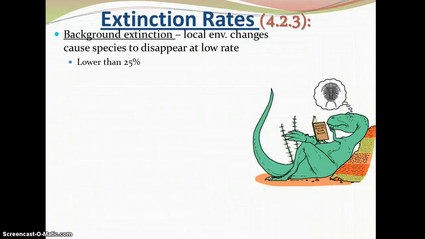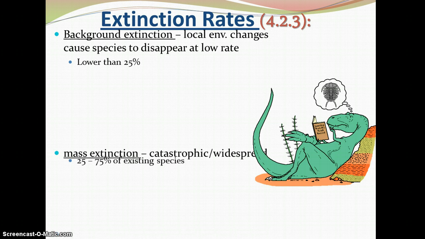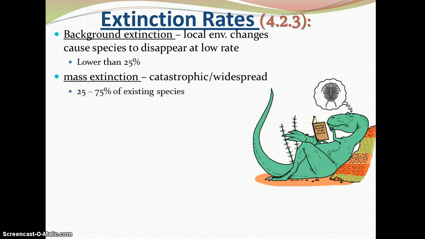So for instance, our background extinction rate is really the local environmental changes. Maybe there's a drought or something that might cause some species locally to disappear, even potentially biologically disappear. This is an extinction rate that never really comes above 25% of the families. However, a mass extinction is thought to be catastrophic or widespread.